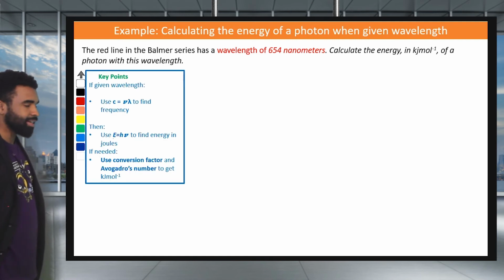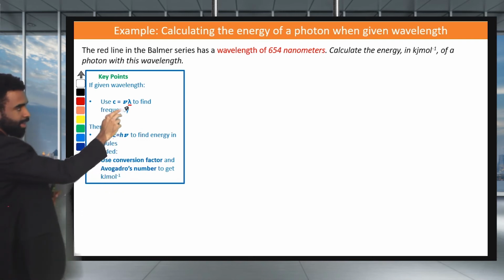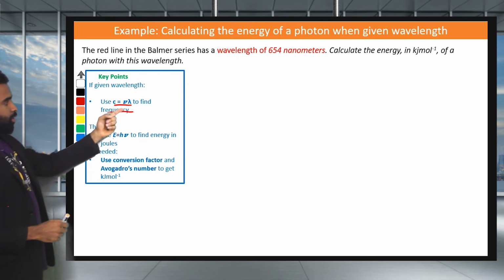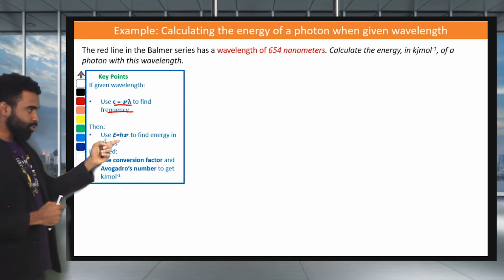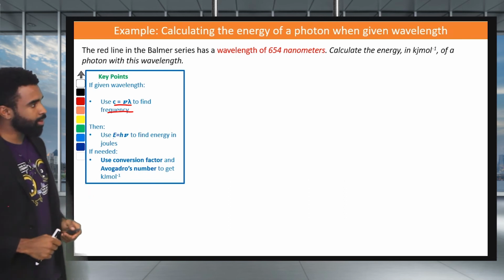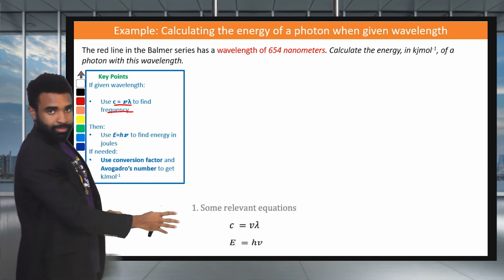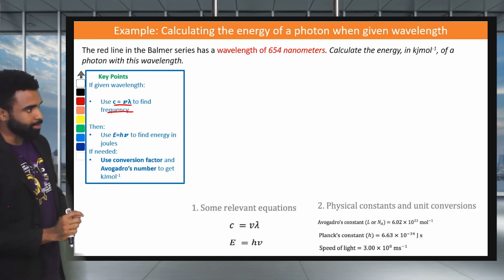Here is the idea. If you're ambitious, you could try this one without me showing you. So first you use this equation, C equals mu lambda, to find the frequency. And then we plug the frequency we found into this expression, and we get our energy. We can get both of these formulas from our data booklet, and we can get all the constants that we need also from our data booklet.